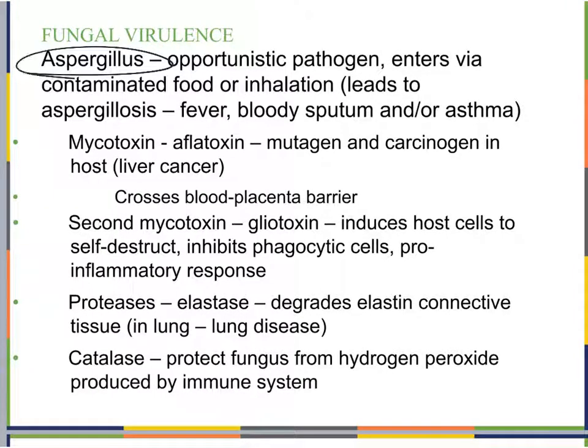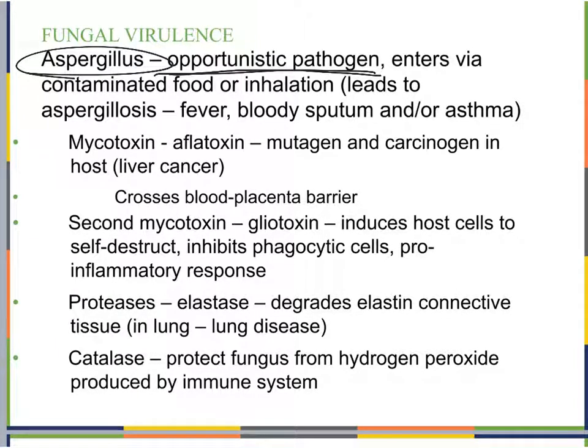Another example we have is Aspergillus. We actually looked at Aspergillus in the slides in the classroom. Aspergillus is a very common fungus. It is an opportunistic pathogen. Remember, what that means is that if a person already has a decreased immune system, say it's already fighting something off, then this Aspergillus can come along and actually cause infection because it has the opportunity to.